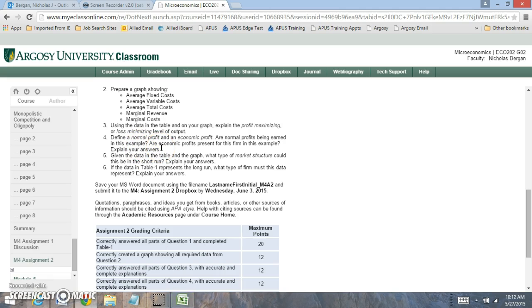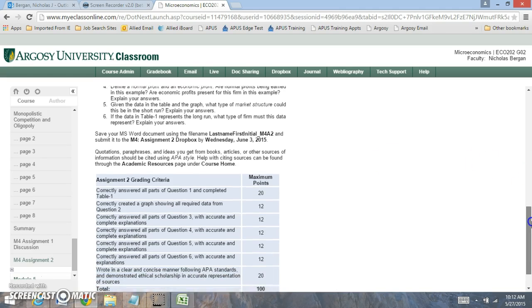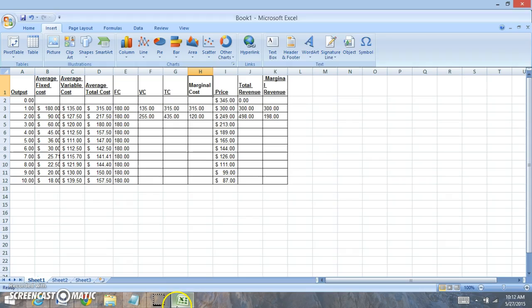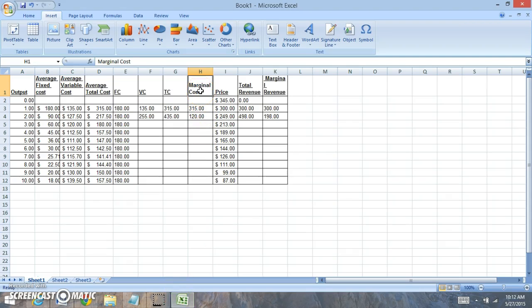Define normal profit and define economic profit. Normal profit is what you expect to make, where economic profit is making more than you expected. Now, are normal profits being earned in this example? They probably are, because you'll see there's profits higher than what we expected. Now, what type of market structure could this be in the short run? Well, this can only be a market structure in the short run if they're earning a profit. It can only be an oligopoly or a monopoly. Those are the two market structures.